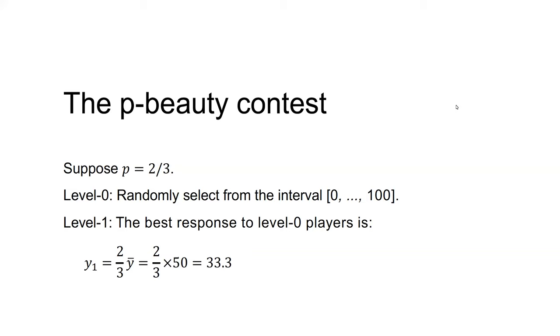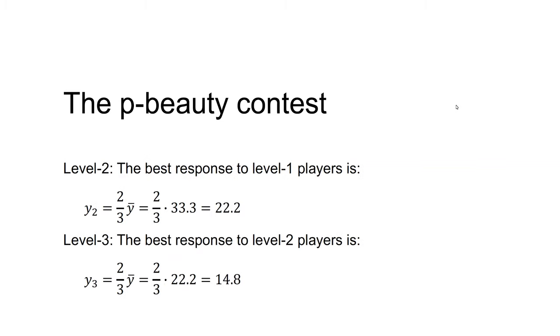The level 1 player will play the best response to level 0 players. If level 0 players select across the interval 0 to 100, the best response is Y1 equals 2/3 of Y bar, which equals 2/3 of 50, which equals 33.3. The level 2 player will play the best response to level 1 players. If all other players are level 1 and select 33.3, the best response is Y2, which equals 2/3 of Y bar, equals 2/3 of 33.3, which equals 22.2.